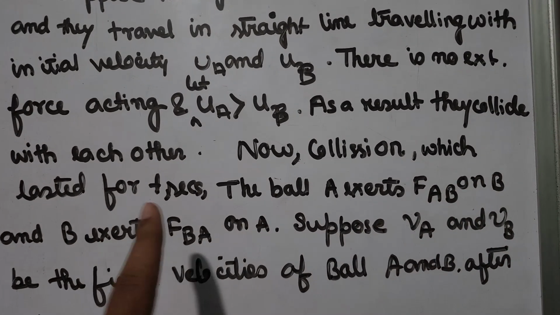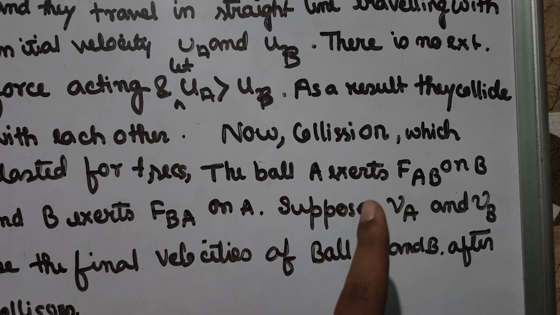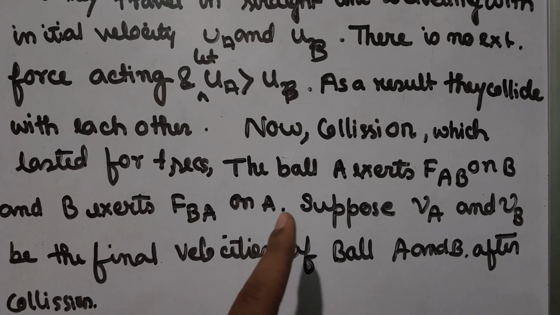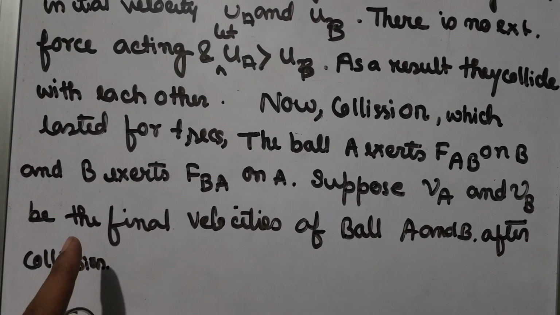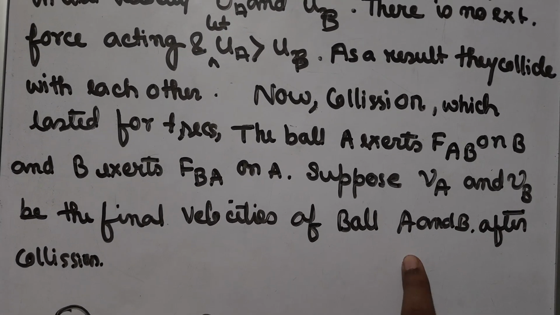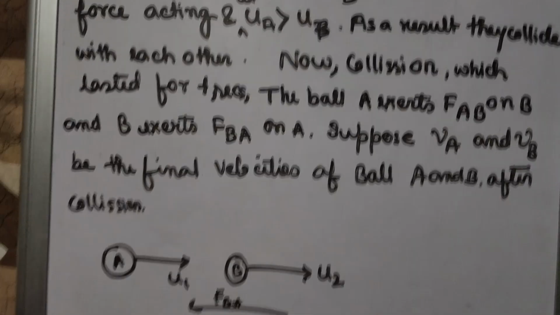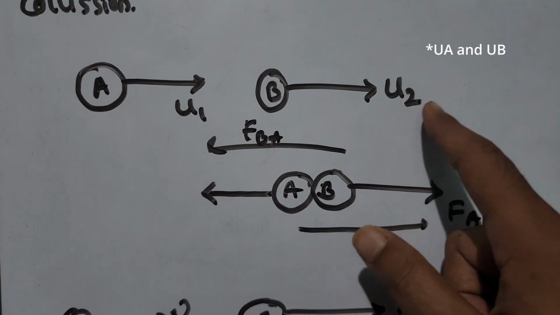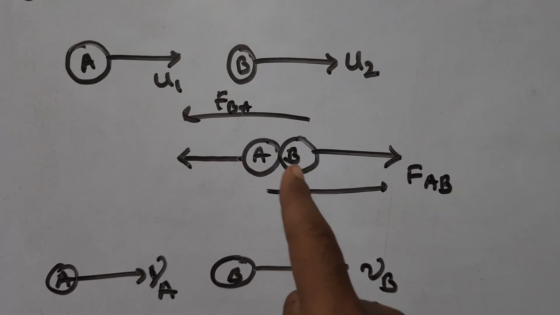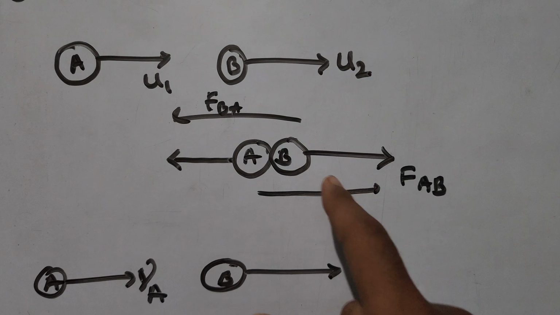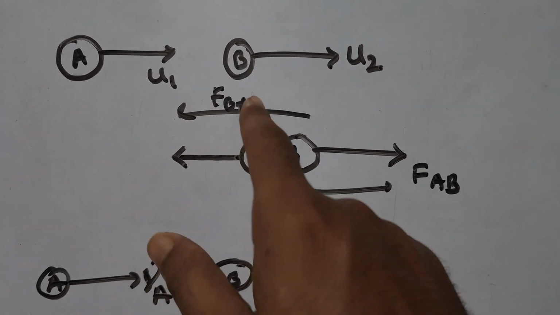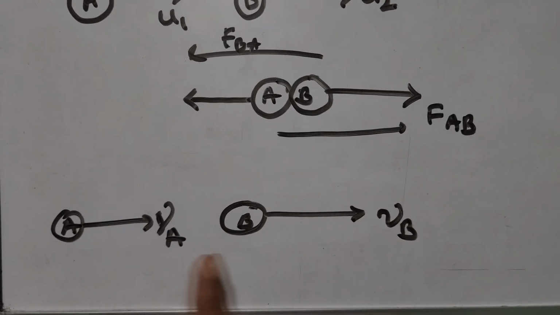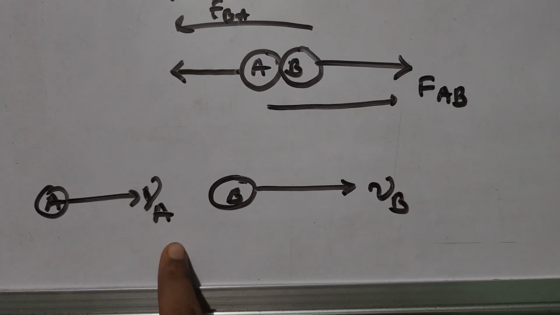The collision lasts for t seconds, and ball A exerts force FAB on B, and ball B exerts force FBA on A. Suppose VA and VB are the final velocities of balls A and B after collision. Here A has initial velocity u1 and B has initial velocity u2. When they collide, A exerts force FAB on B and B exerts force FBA on A. As a result, they generate two new velocities, where A has final velocity VA and B has final velocity VB.